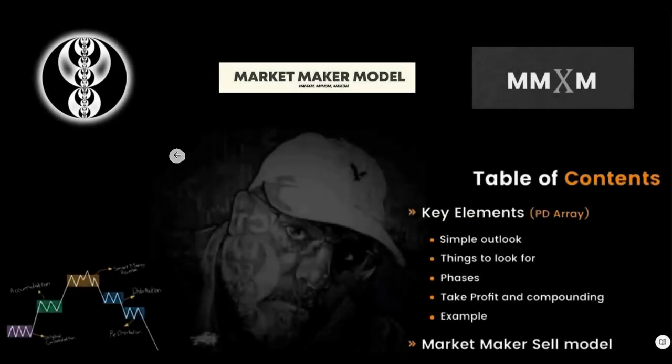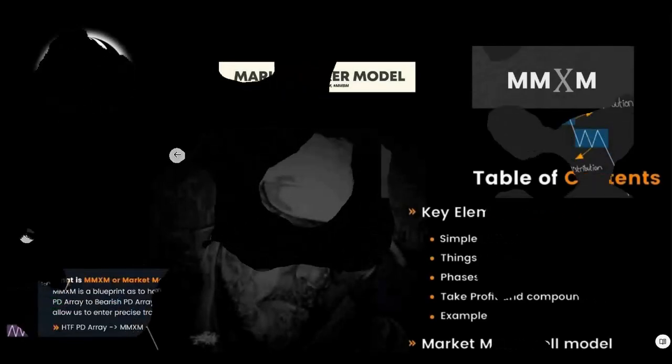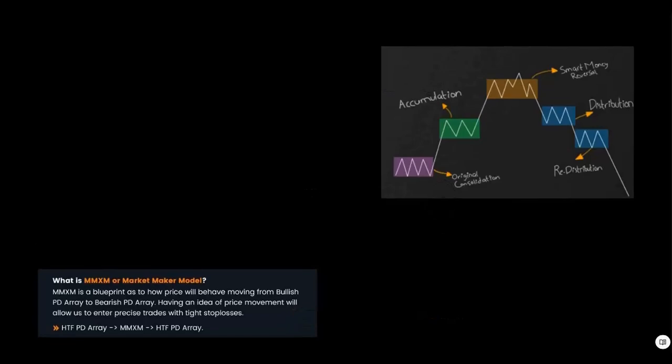What is the ICT Market Maker Model and how do we trade it? The Market Maker Model is a blueprint as to how price will behave moving from bullish PD arrays to bearish PD arrays. Having an idea of price movement will allow us to enter precise trades with tight stop losses.